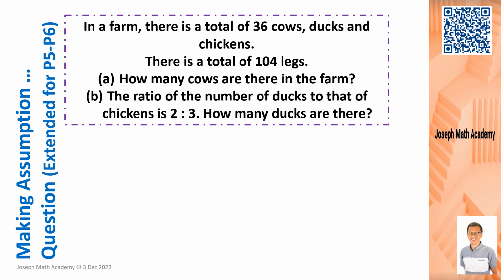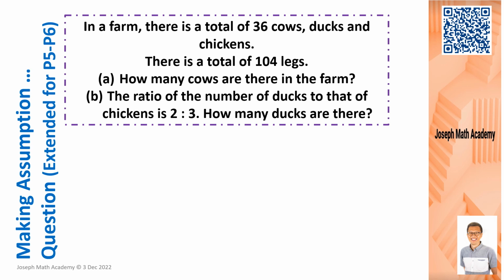In a farm, there is a total of 36 cows, ducks, and chickens. That means a total of 36 animals in the farm. The total legs will be 104. Now the numbers are getting so huge, so definitely we are facing difficulties, super tedious if we use guess and check. So if you follow my making assumption video number 1, part 1, I encourage you to use making assumption for large values. Okay, coming back to here.